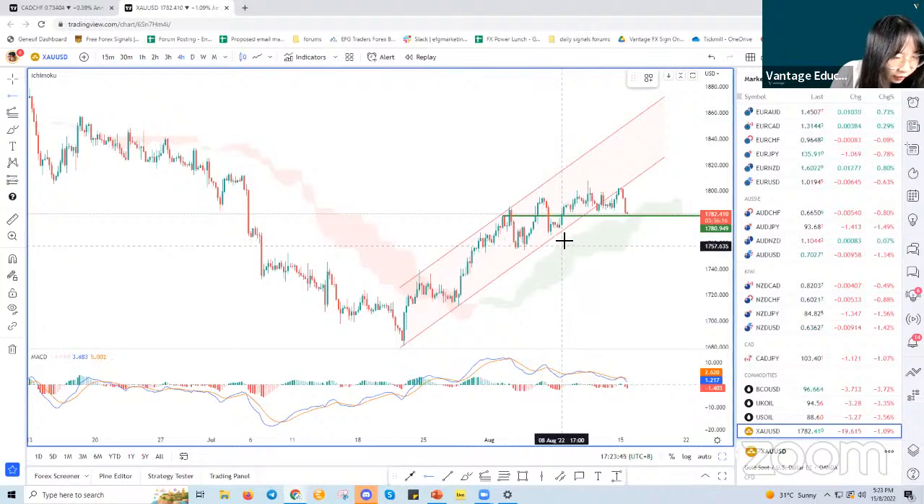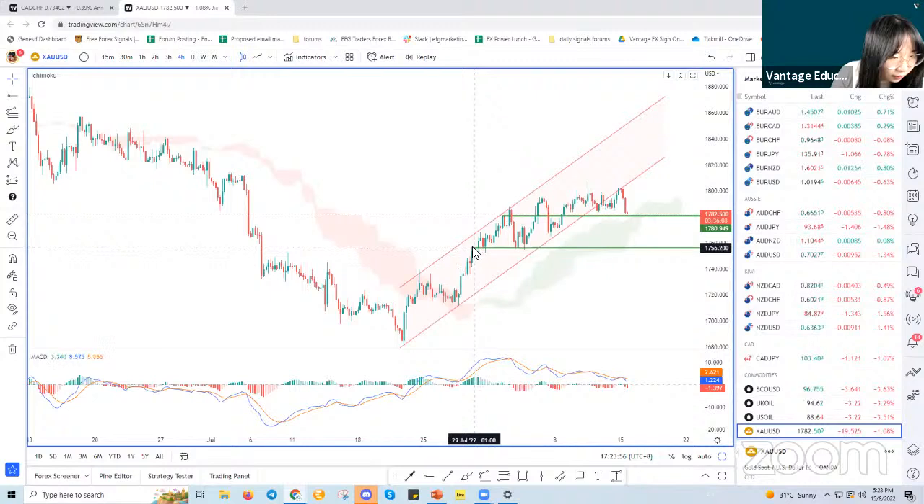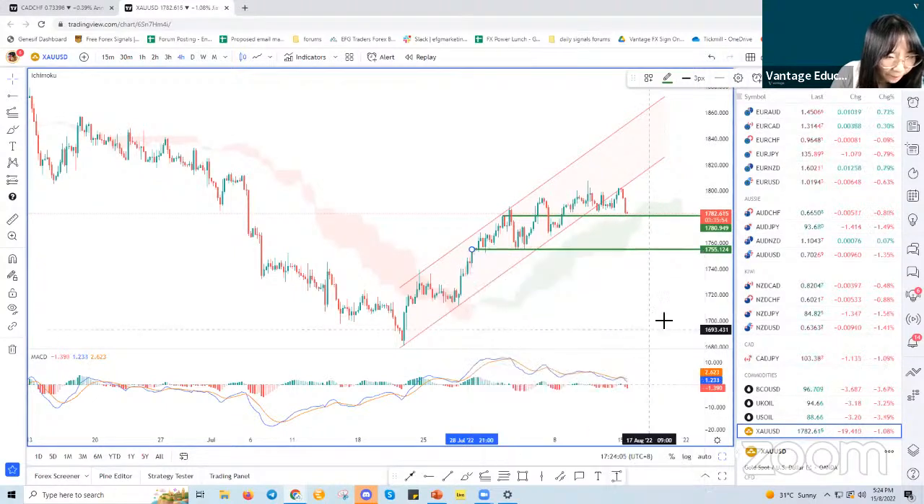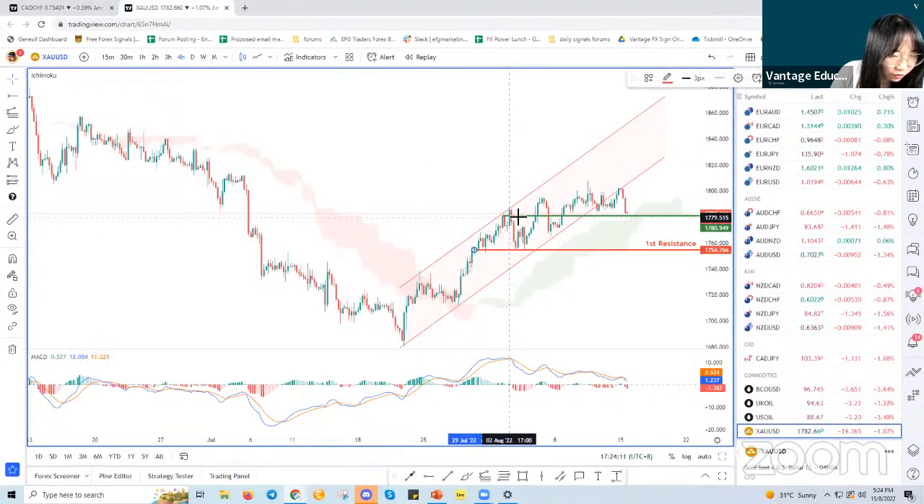So let's try to find our support line. I think that could be here. It could be here because the price is touching this area a lot of times. Yeah, because in the previous market, the price tried to touch this area, but it didn't break this line. So I like to put my first support line here, and it's also our overlap support line.